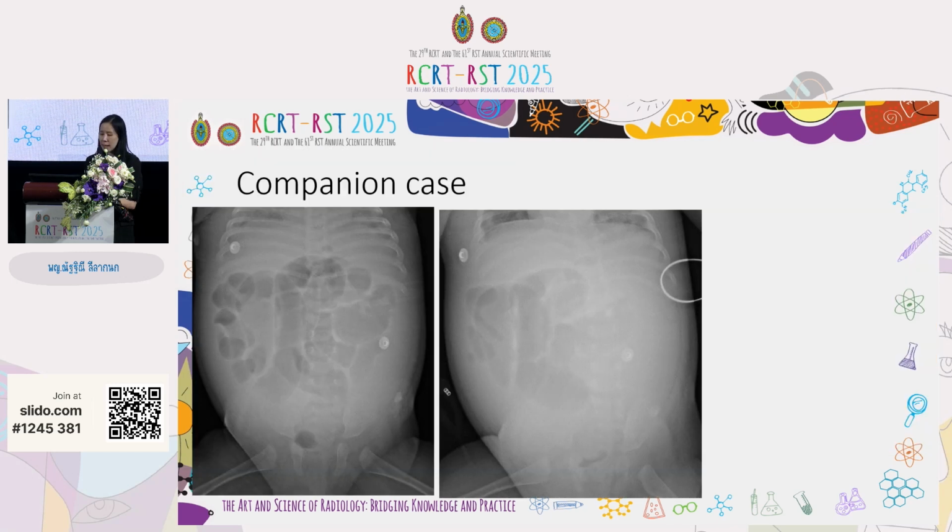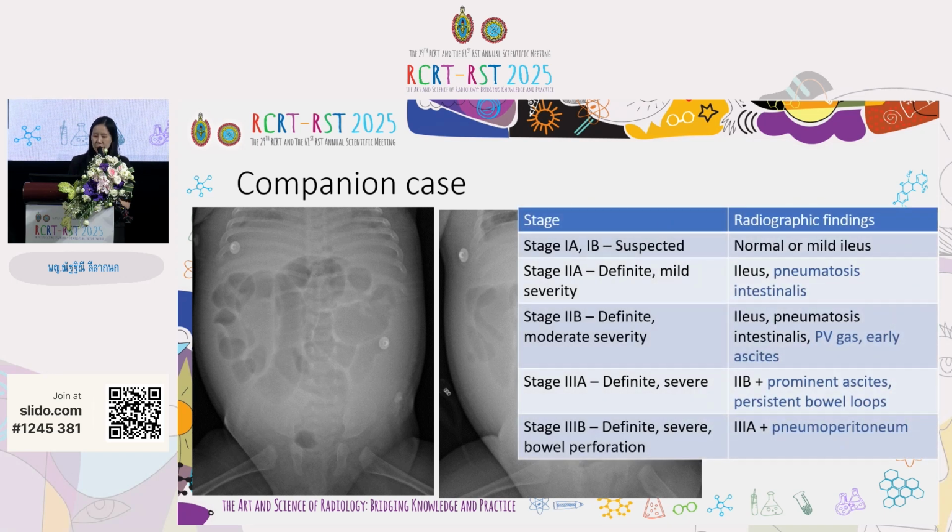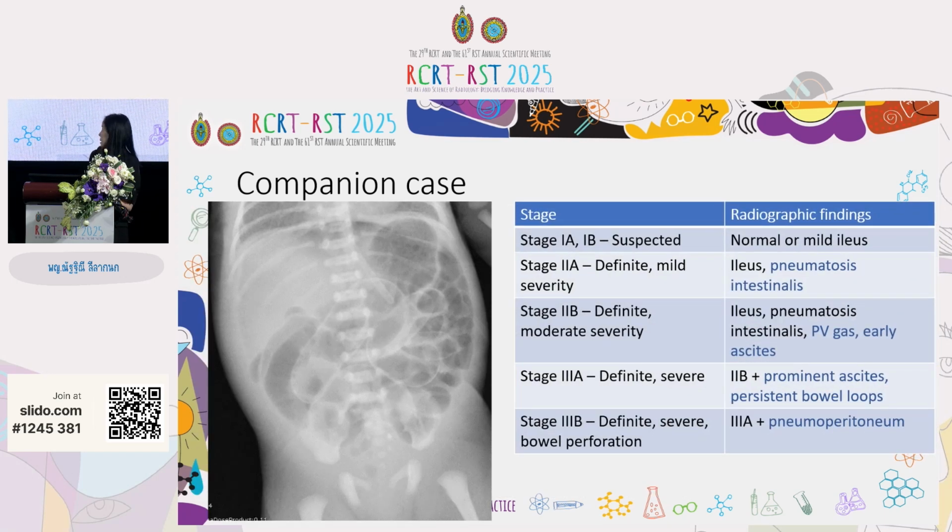And this is another case here, the companion case. We will see that there is persistent dilatation of the bowel loop here with ascites, so this indicates stage 3A. And in this one, we will see the lucent liver shadow here and the double bowel sign here. So this is pneumoperitoneum and suggestive of stage 3B.